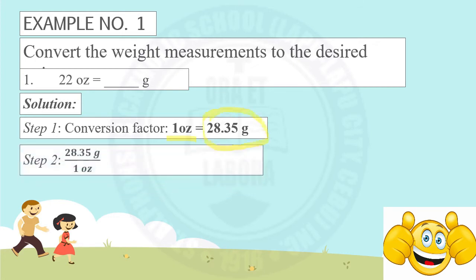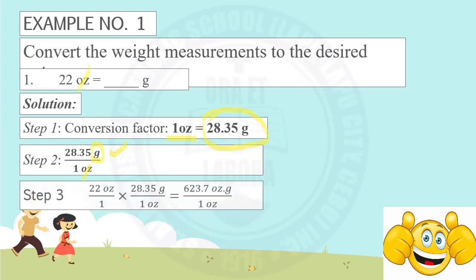Step 2. 28.35 grams will be put to our numerator because our desired unit is grams. That's why it must be put to the numerator. 1 ounce will be put to our denominator because we need to cancel out ounce.